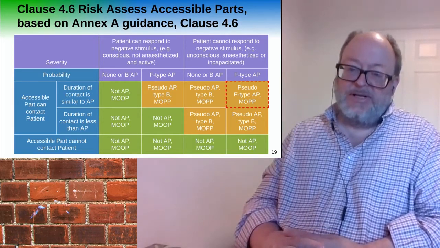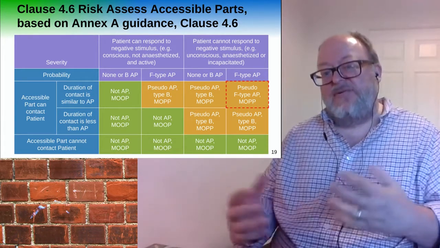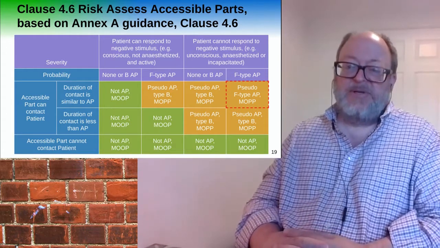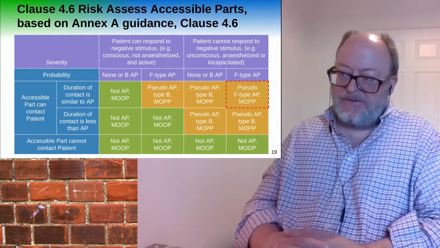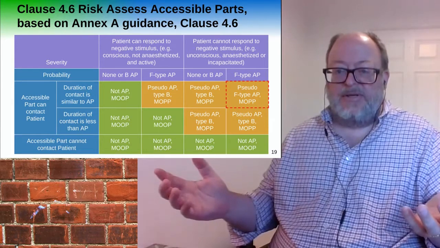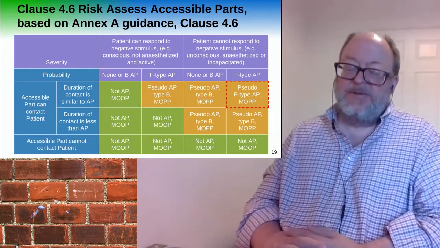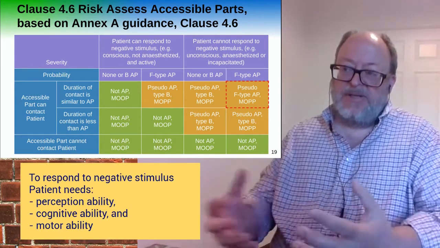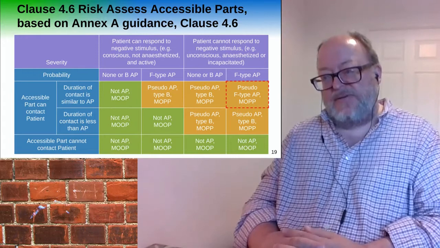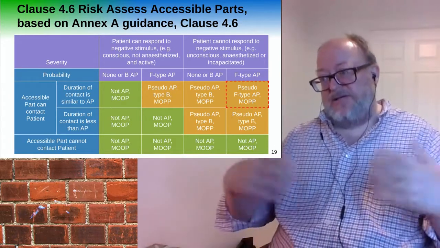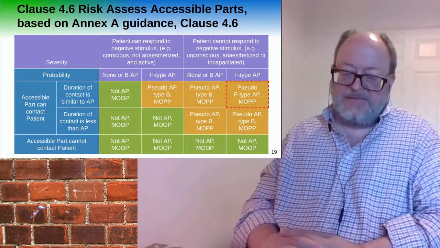So one of the severity criteria, again based on the guidance in Annex A, Clause 4.6, would be patient health, I'm suggesting. Are they able to respond to negative stimulus? If you're, for example, unconscious, anesthetized, or incapacitated, we should probably be more careful about what we apply to that patient. If the patient can respond to negative stimulus, then maybe if they touch something, they can untouch it just as easily. Remember, these aren't surfaces associated with the necessary contact for the clinical function.